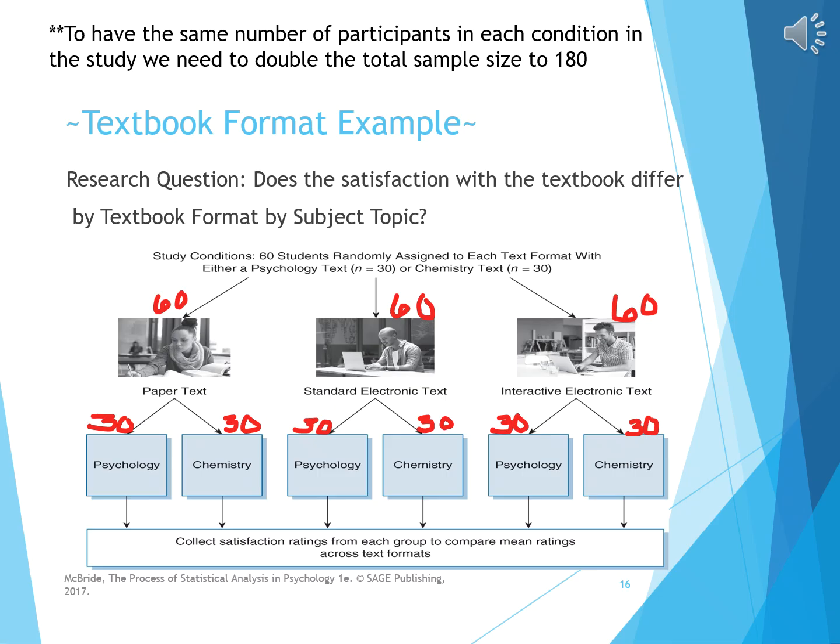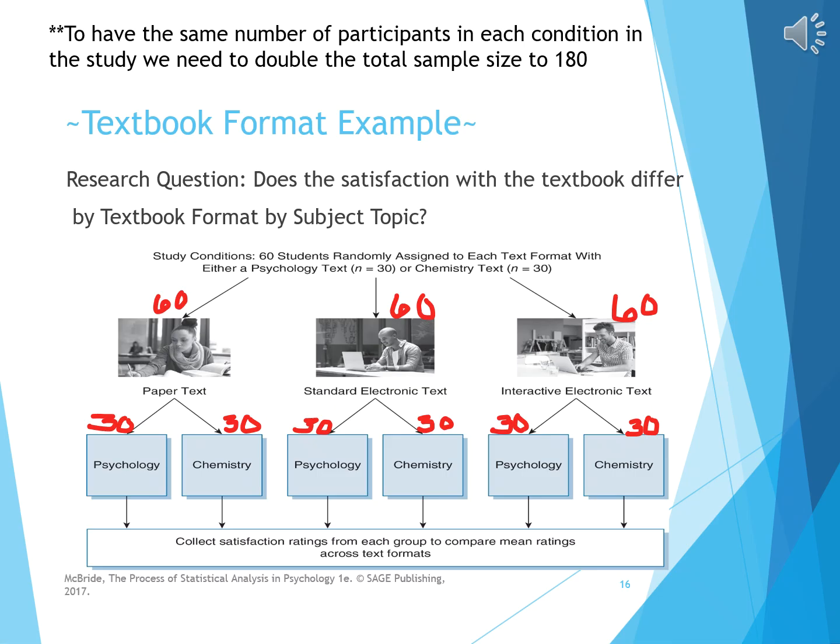We're going to grab 180 people from a student body, 60 plus 60 plus 60, and send 60 of them to be assigned to read a textbook that's paper format. 60 of them are going to do standard electronic, 60 will do interactive. And then even within those three groups, we split up again into two different groups where 30 students are going to read a psychology textbook using whatever text format that group is.